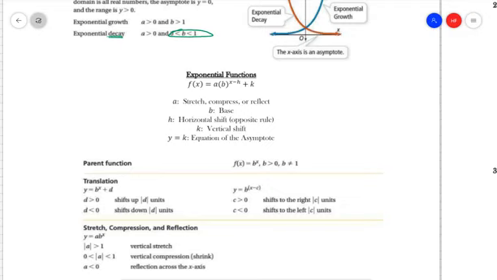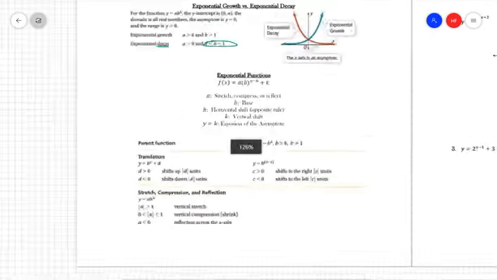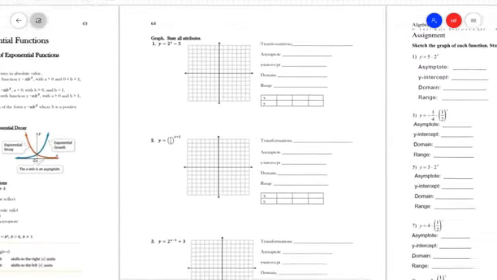And then in order to find the equation of our asymptote, we're going to look at whatever that plus or minus value is on the end there. That's going to be our equation for the horizontal asymptote. It's going to be y equals whatever that value is. The parent function will be f of x, or y equals b to the x, where b is any base that isn't 1. Here we've got a little bit more explanation on those transformations.